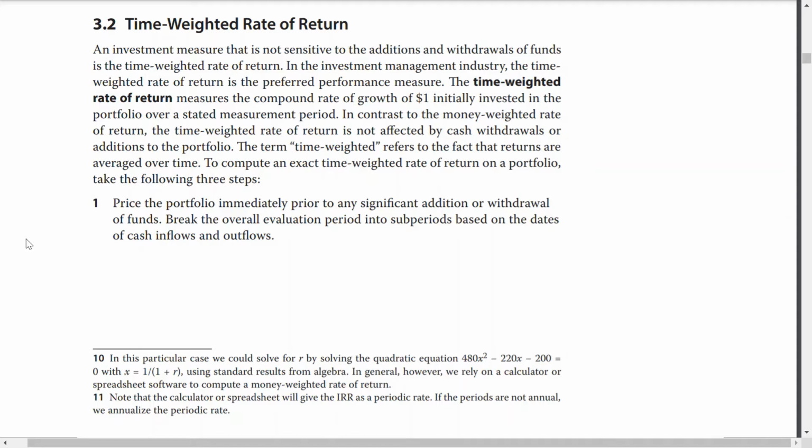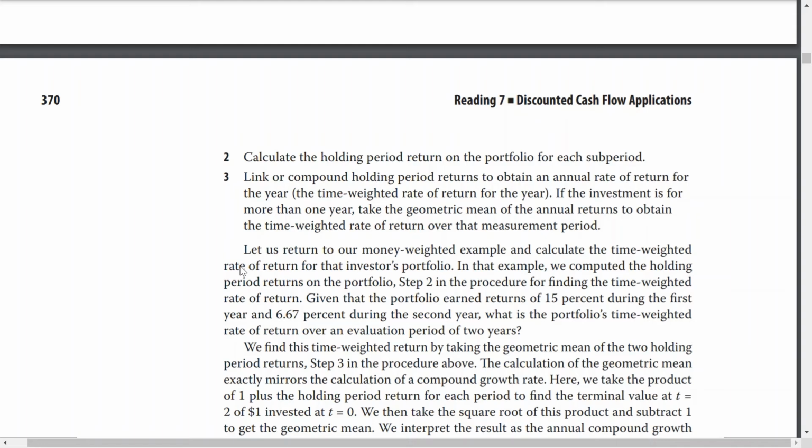Take the following 3 steps. 1. Price the portfolio immediately prior to any significant additions or withdrawals to the fund. Break the overall evaluation period into sub-periods based on the dates of the cash inflows and outflows. 2. Calculate the holding period return of the portfolio for each sub-period. 3. Link or compound holding period returns to obtain an annual rate of return for the year, the time-weighted rate of return for the year. If the investment is for more than 1 year, take the geometric mean of the annual returns to obtain the time-weighted rate of return over the measurement period.